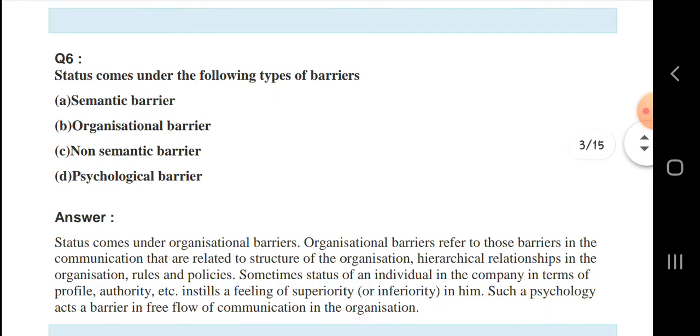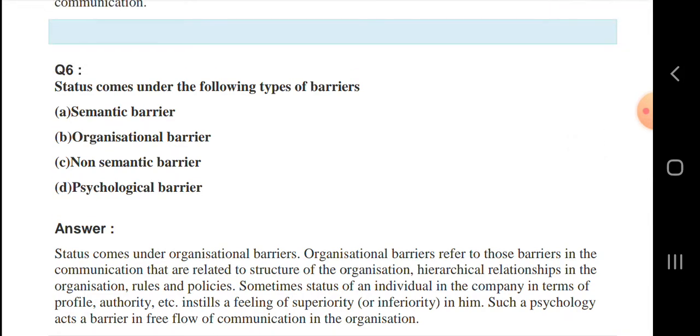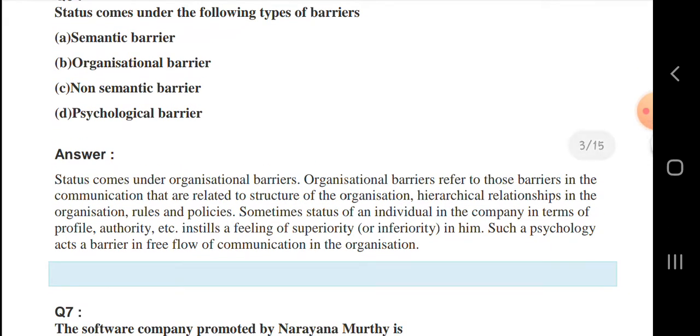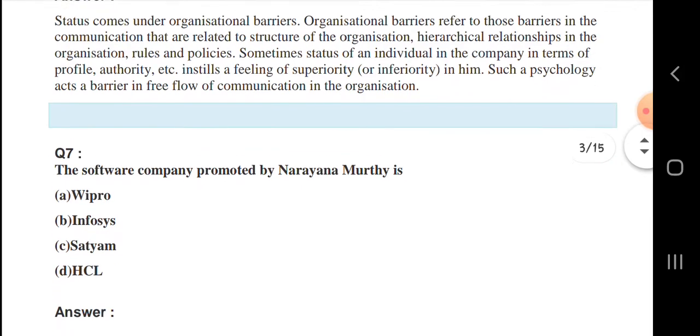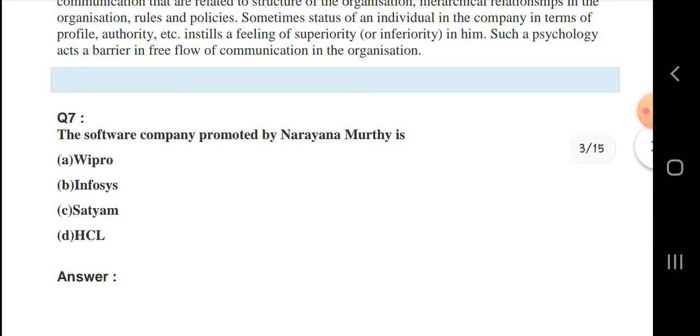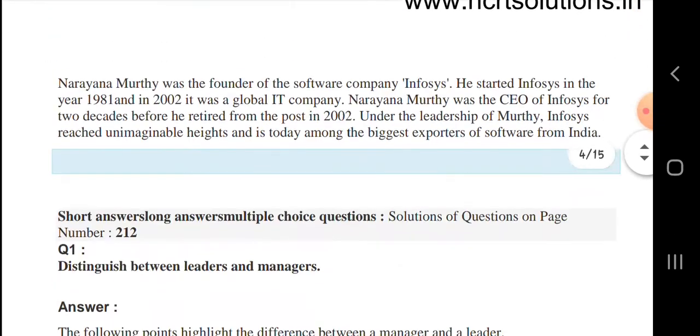Next, status comes under which of the following types of barriers: semantic barrier, organizational barrier, non-systematic barrier, psychological barrier? Status comes under the organizational barrier. Among the following, the software company promoted by Narayana Murthy is Infosys, as you all know.